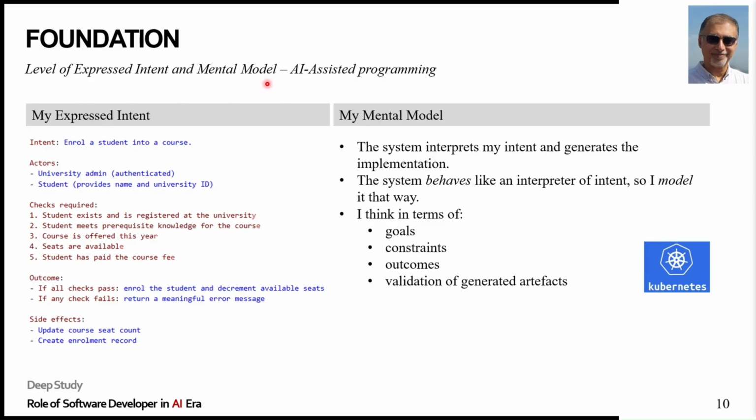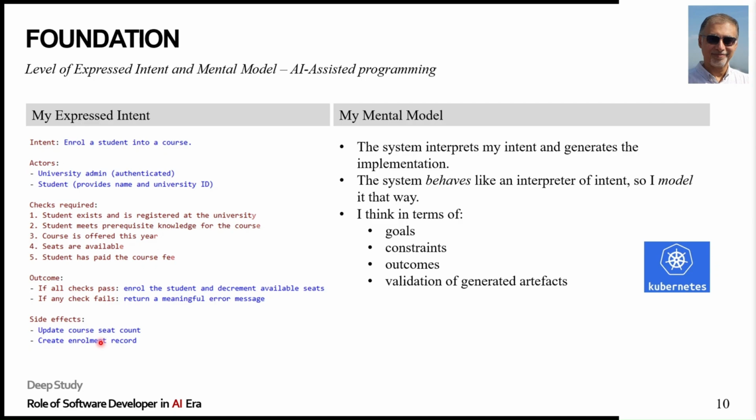Level of expressed intent and mental model for AI assisted programming. Expressed intent. In AI assisted programming, I express my intent at the level of outcomes, not steps or object interactions. Instead of describing how to enroll a student or which objects to ask, I simply declare my goal, my intent. In this case, my intent is: enroll a student into this course subject to these conditions. The checks here become the constraints. These are not instructions. The side effects become the post conditions and not method calls.